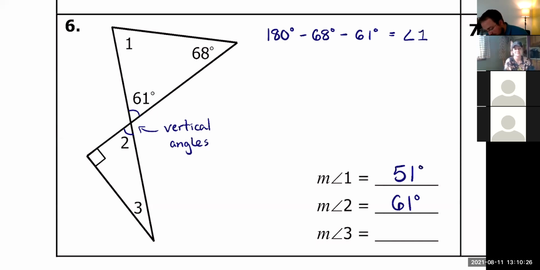So now I have 2 of the 3 angles in that bottom triangle. The 90 degrees we already knew, the 61 degrees we've kind of, in a way, been given. So again, the sum should be 180 degrees. I'm going to subtract the 90 degrees and the 61 degrees to get angle 3, and I should end up with 29 degrees.